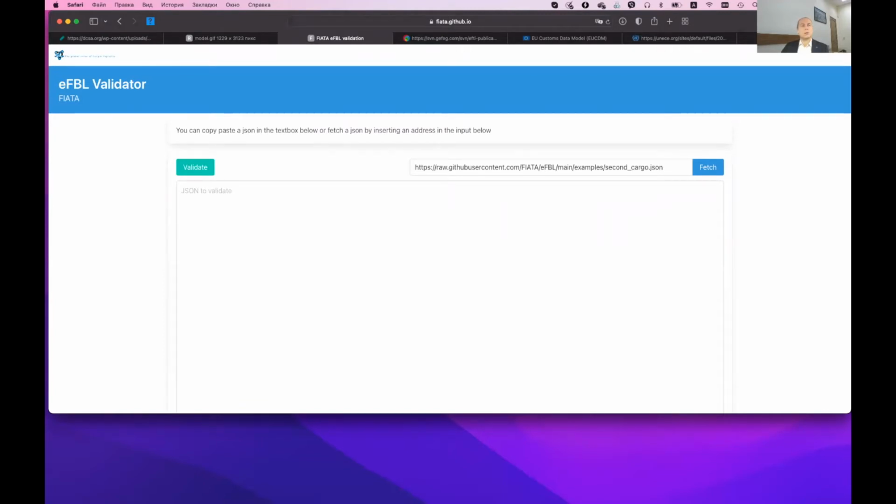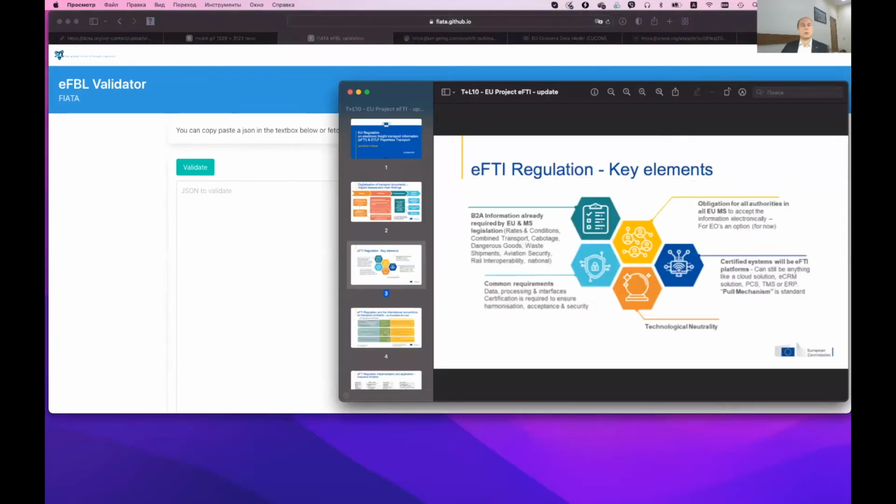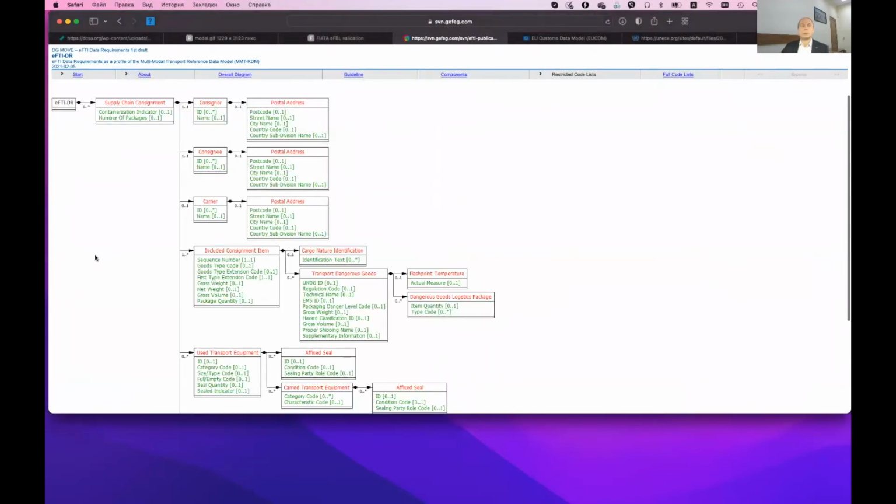Next example is the EU-FTI data model. The EFTI regulation is aimed at solving the problem of unharmonized electronic information exchange for freight transport information in the EU. The scope of the regulation is B2G information flow, but the key architectural solution can also be used to harmonize the B2B information flow, at least inside the European Union. The UML diagram of the EFTI data model is available at the link.